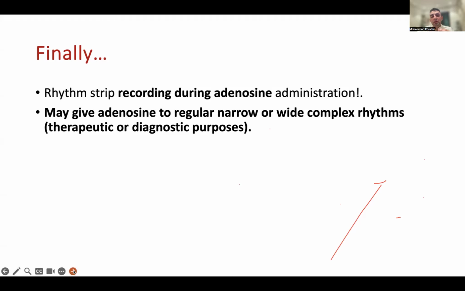I tend to give adenosine. I know you guys don't have adenosine, but you can do vagal maneuvers, I guess. But I usually give adenosine to all regular narrow complex rhythms, and often I also give adenosine for regular wide complex rhythms for diagnostic or therapeutic purposes, unless I believe that this wide complex is VT because of other features like AV dissociation, axis suggestive of ventricular tachycardia, and so forth. But if I'm not so sure, I give a test dose of adenosine. Wide complex rhythms could still be SVT.